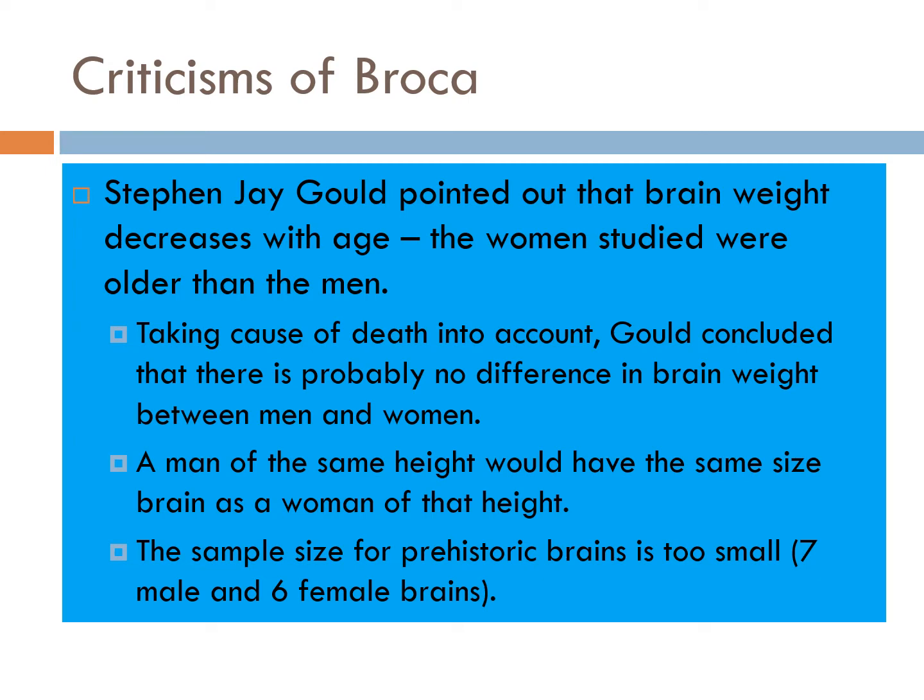So the sample size for prehistoric brains as well is far too small, with 7 male and 6 female brains, right? When we have these really small sample sizes, any type of statistical artifact is going to pop up, because the sample size is really small and it's not representative of populations as a whole. Even in your basic statistics class, they'll tell you that a sample size smaller than 20 doesn't have a whole lot of statistical significance behind it.